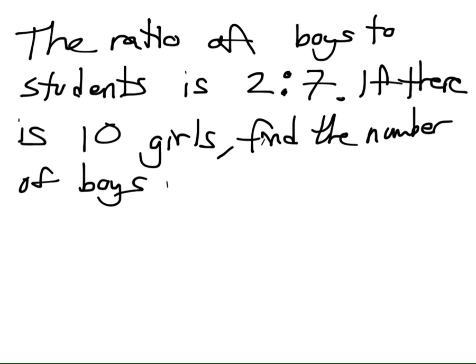So let's see what we can do here. The ratio of boys to students is 2 to 7. So if I want to just write that ratio out, that's 2 to 7. Again, that was boys to students. There are 10 girls, so girls isn't in this ratio at all. So that's not going to help me at all there. Okay? Find the number of boys. So instead of writing boys to students, I should write a ratio of boys to girls. That would be more useful.